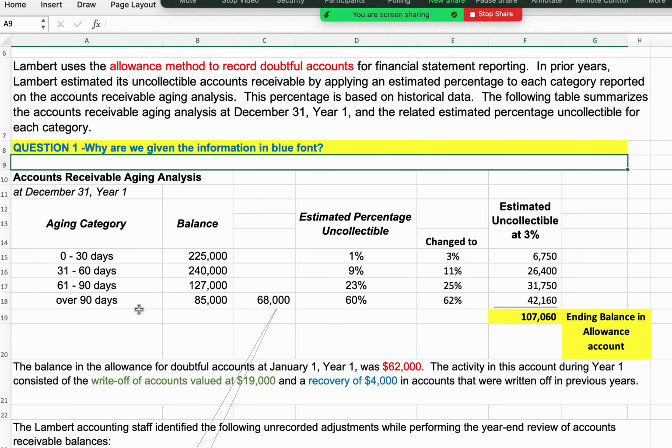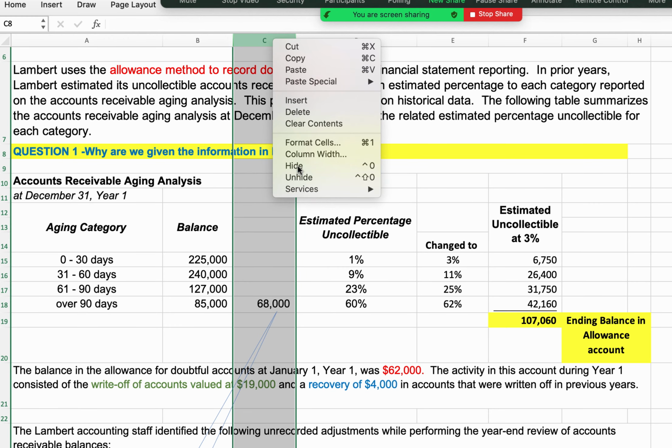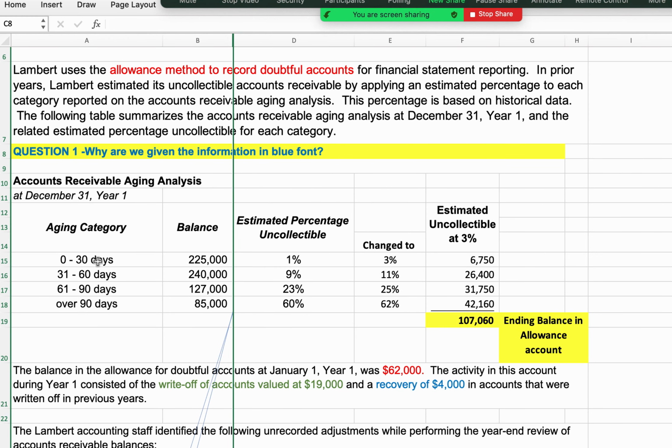So this is our table, and this $68,000 figure here is not given to you. So if you just ignore that for now, the table looks like this, and then this little cell here is not there. So that's what it looks like. The estimate of uncollectible accounts is given at 1, 9, 23, and 60%.